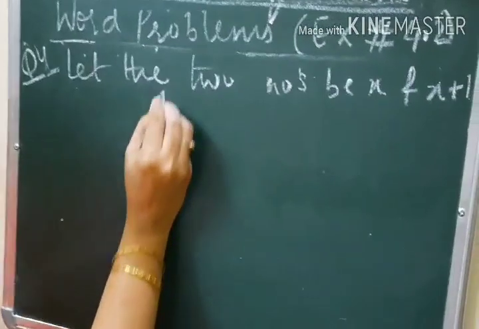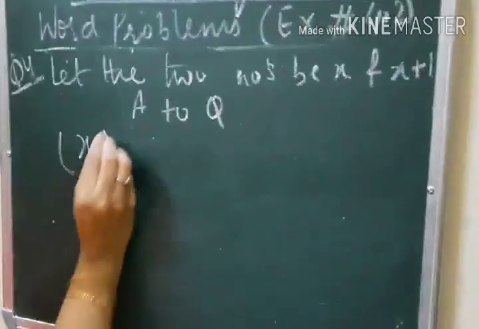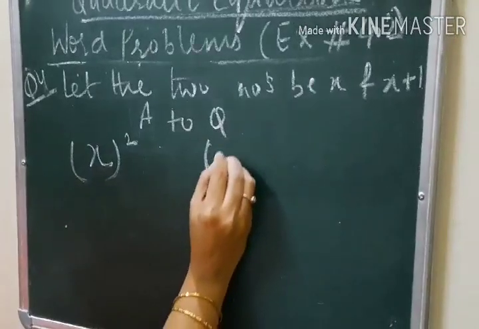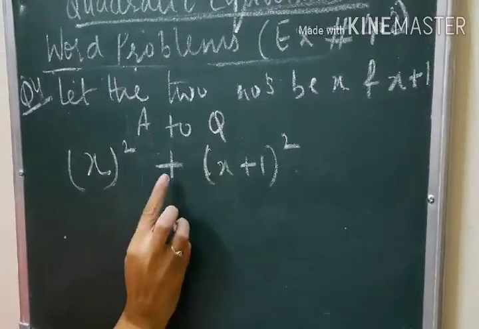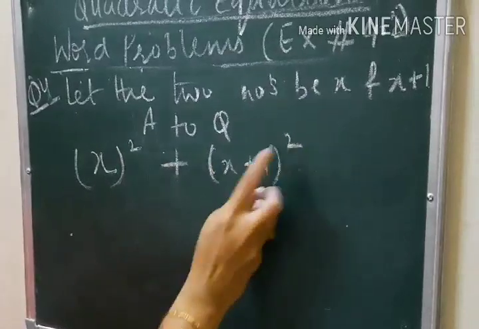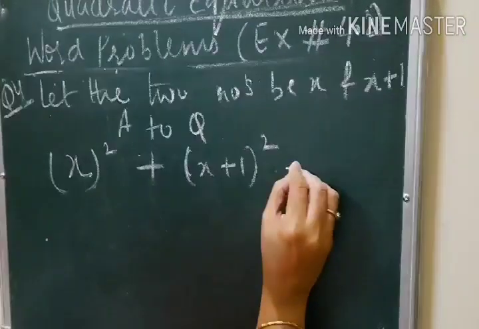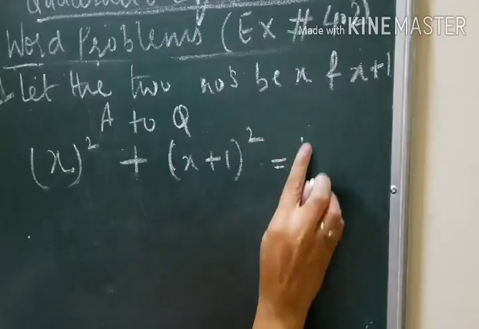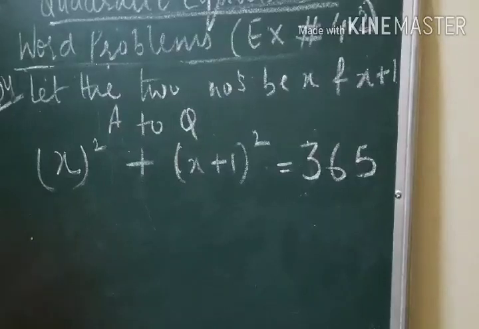It is given in the question that you take the sum of their squares, so you have to take the square of both the numbers and take their sum. So I have taken the sum of the squares of these two numbers. Square means you have to take the whole square. Its answer is 365. Now how to solve it?